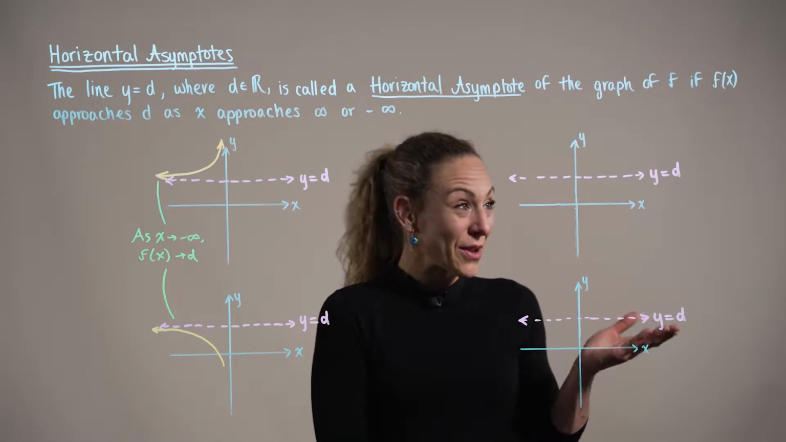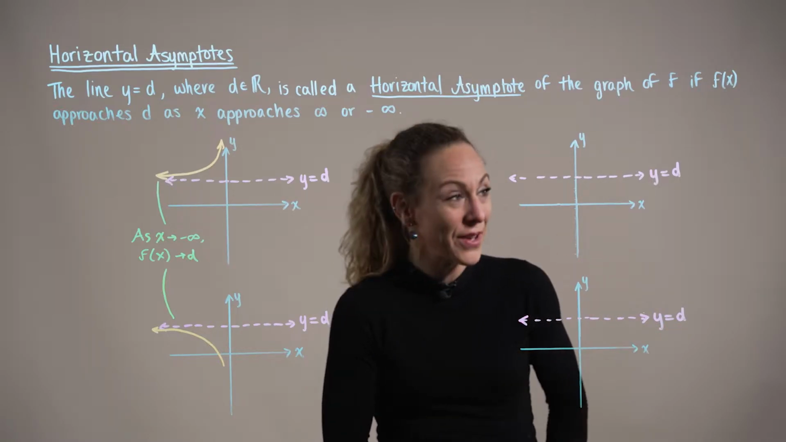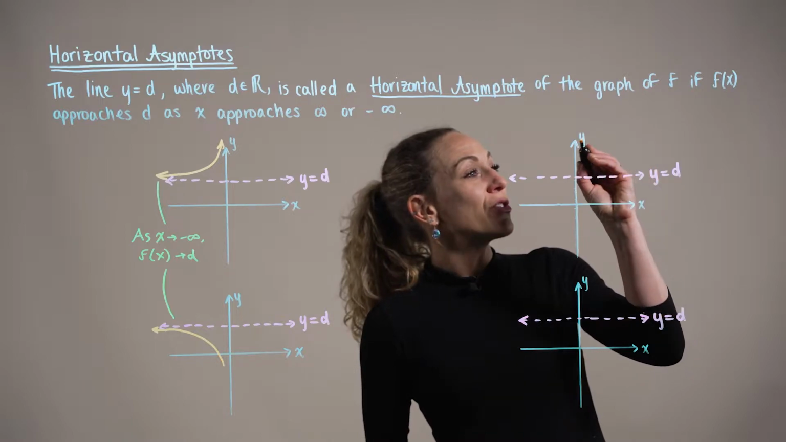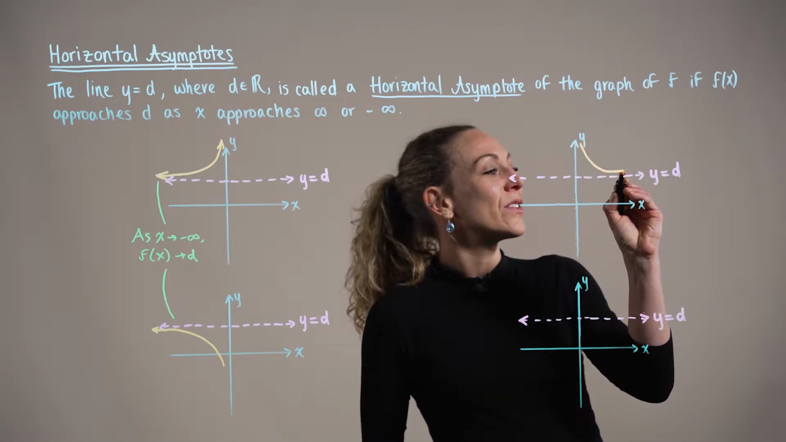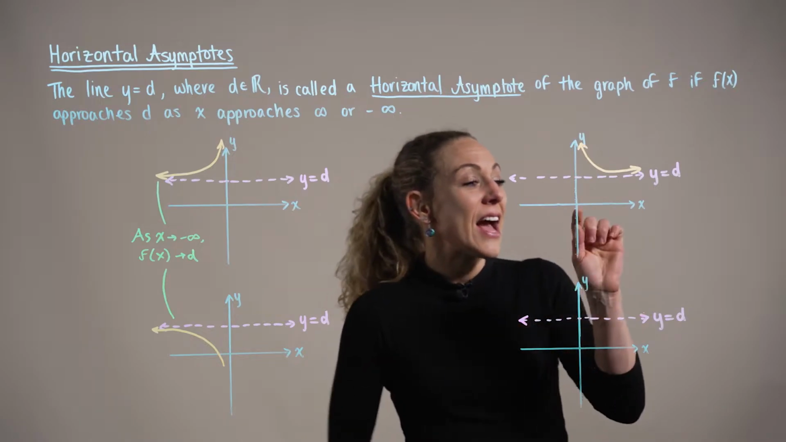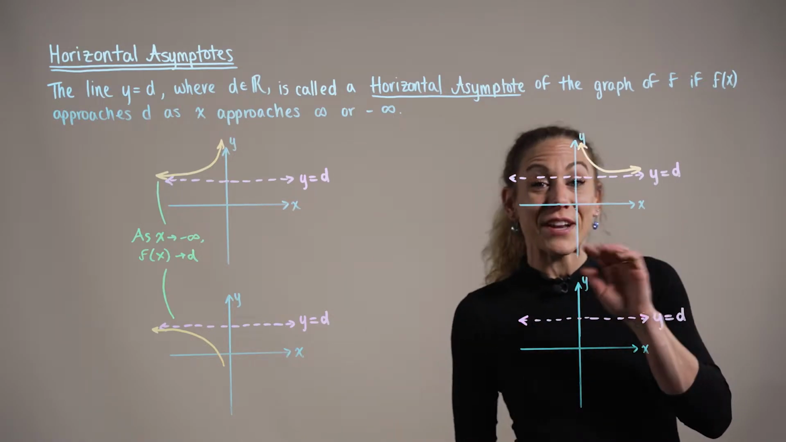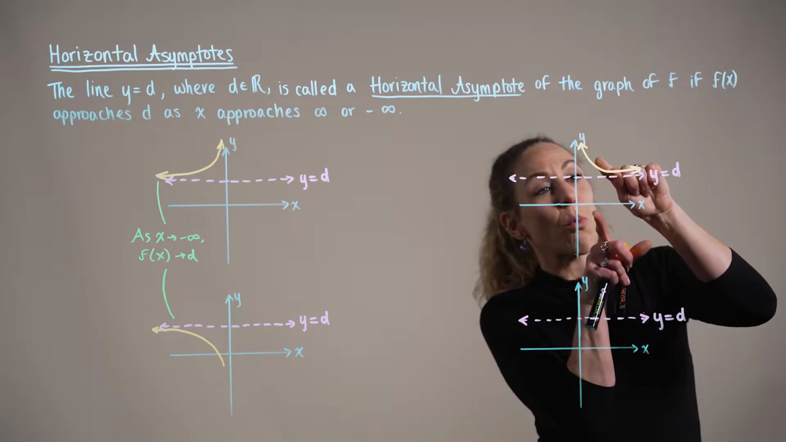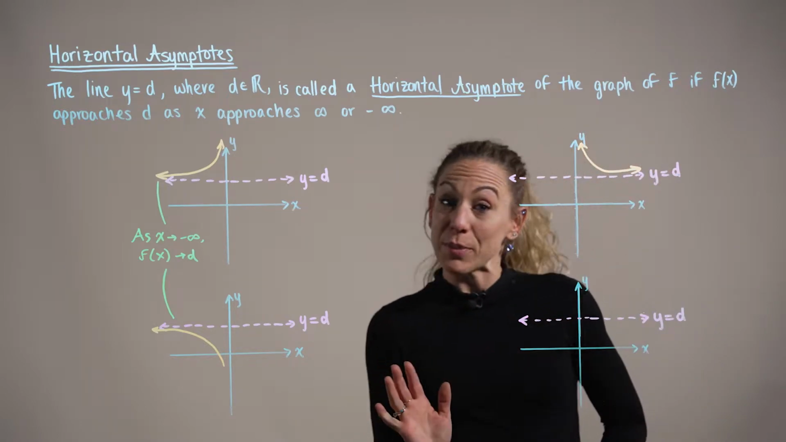Now, moving to the right-hand side of the y-axis, we could have the rational function looking something like this. And here, as x is approaching positive infinity or growing without bound, the y values are approaching d, but never crossing.